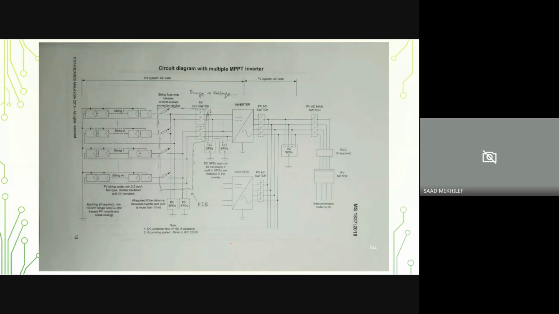Yeah, this is with multiple ports. So if you have multiple, you can see you have n numbers. You can have 3, 4, 5, 6, whatever. And then you have another inverter with multiple ports and so on and so forth. Good.